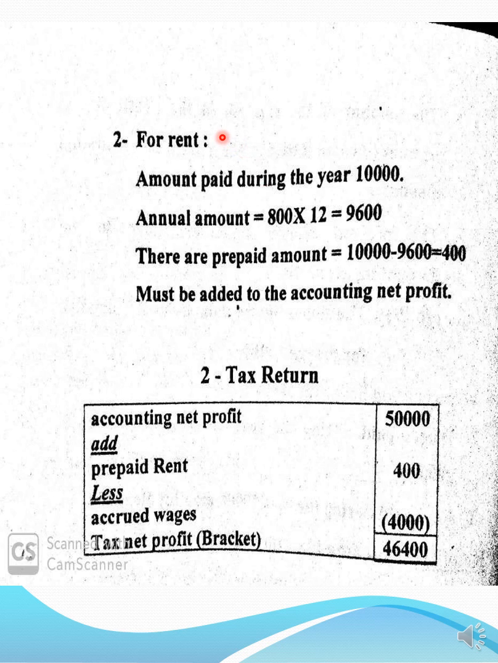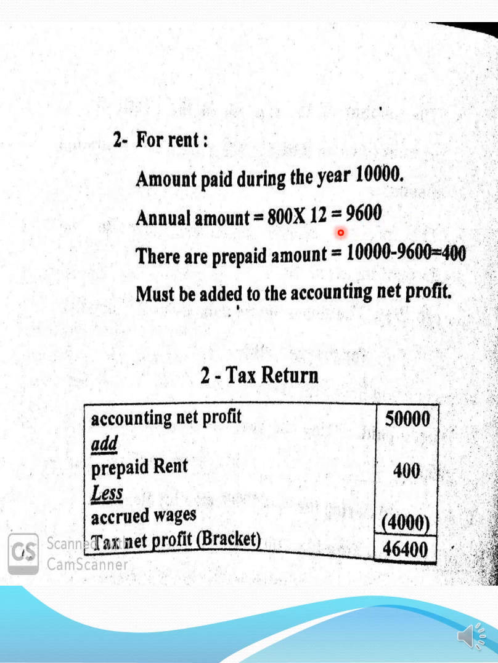For rent هنشوف برضو الرنت ده كان prepaid ولا كان accurate. I'm going to see if it was prepaid or accurate. Amount paid during the year 10,000. Then I'm going to calculate the annual amount of rent for this year. So I'm going to multiply 800 monthly rent times 12 months equal 9,600. هروح أطلع الرنت السنوي بتاعي، فهضرب ال 800 اللي هو الرنت الشهري في 12 شهر هيديني 9,600. Then I'm going to compare between the amount I have already paid and what I should pay. هروح أقارن ما بين اللي أنا دفعته وما بين اللي أنا المفروض أدفعه.